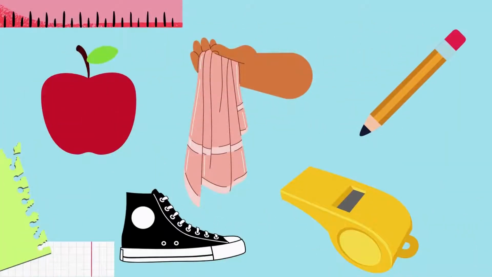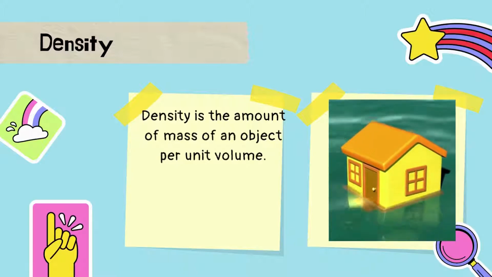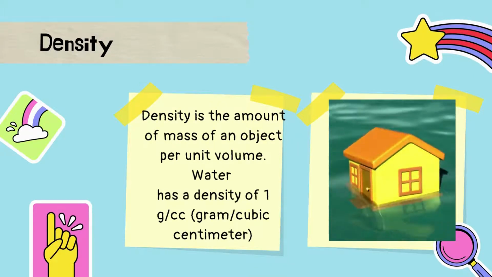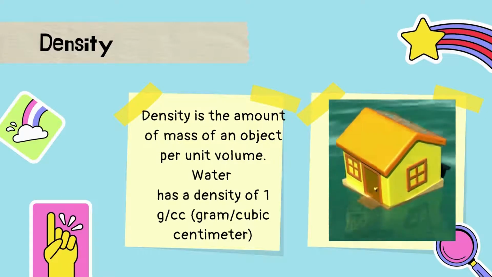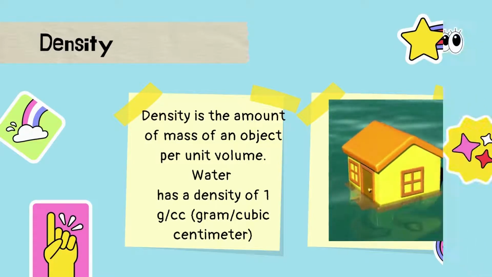Let's take a look at these pictures. Can you identify which materials have the ability to absorb water, float or sink in water, or will undergo decay? The ability of materials to sink or float in water depends on their density. Density is the amount of mass of an object per unit volume. Water has a density of 1 gram per cubic meter.